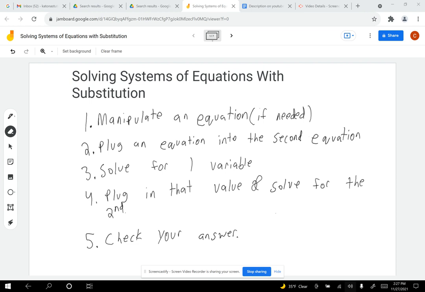Today we're going to be looking at solving systems of equations using substitution. Just as an FYI, there are going to be two videos, this one and another one, coming out. They're both solving systems of equations. One is substitution, one is elimination.